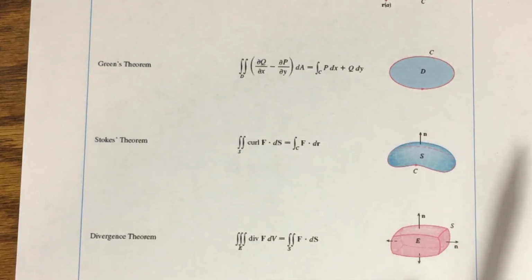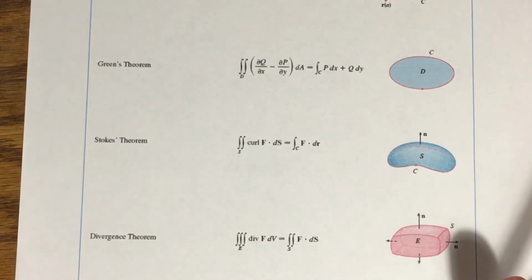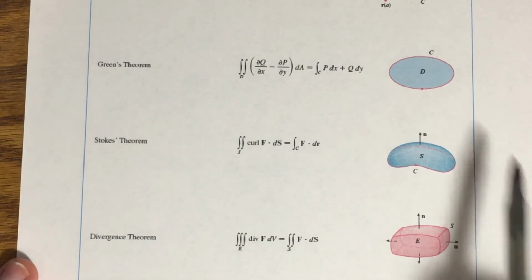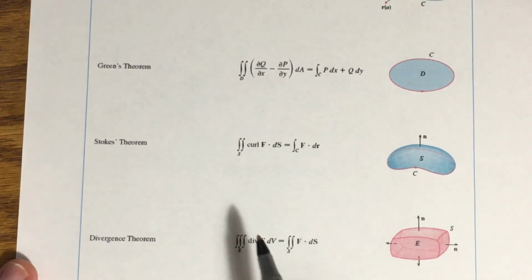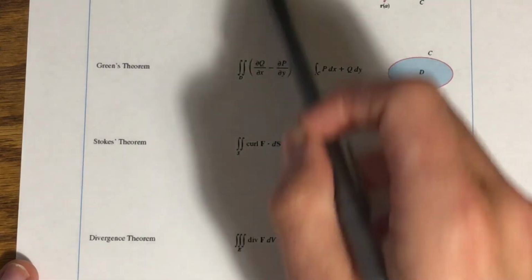There is a commonality in all of these. And in a certain sense, you can actually think of every single one of these theorems as a special case of Stokes' theorem. There's a way to show that this can kind of lead to all of these.